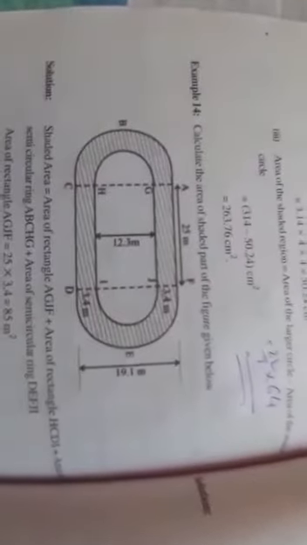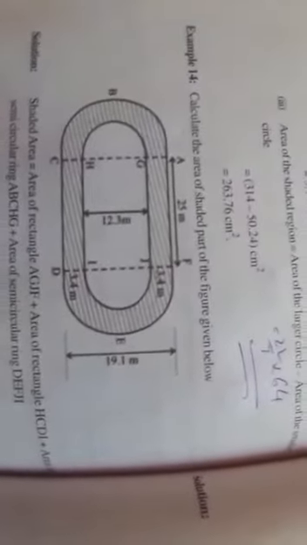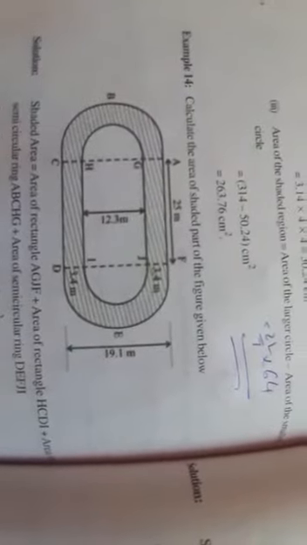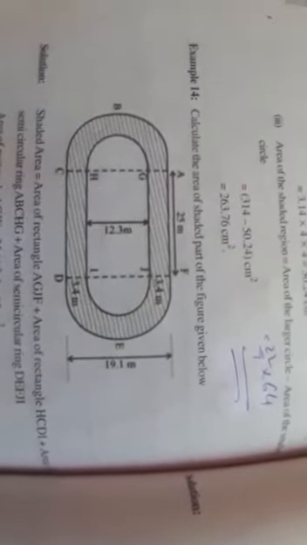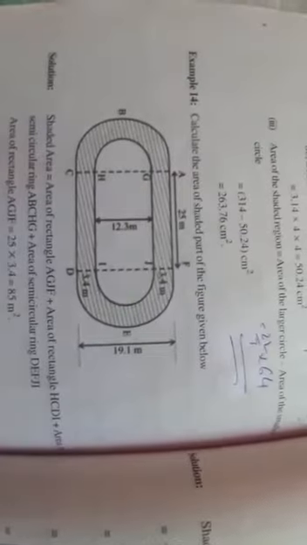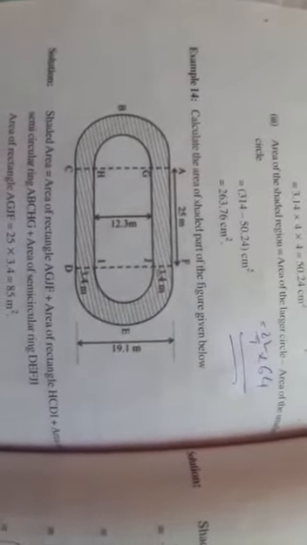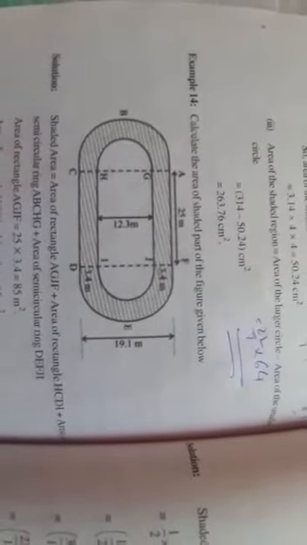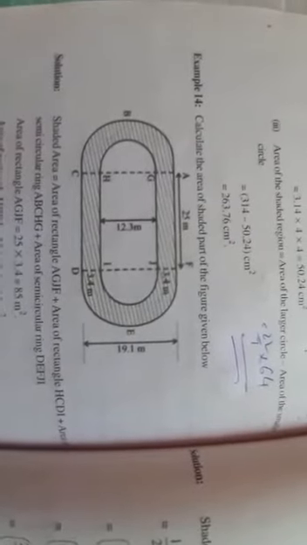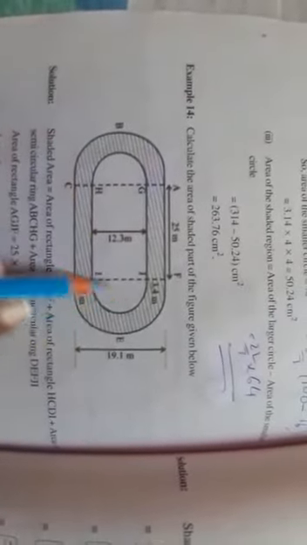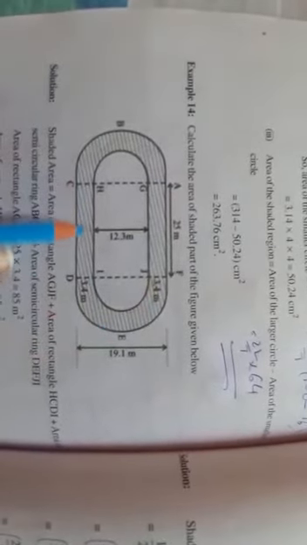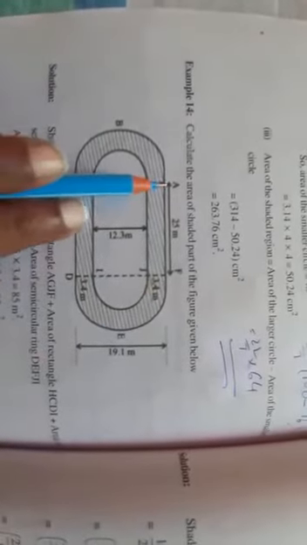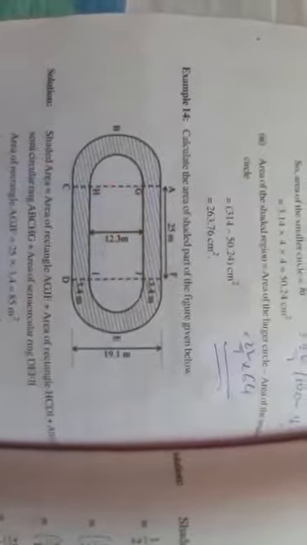Very, very interesting problem. See, here he is saying calculate the area of the shaded part of the figure given below. Now you need to see how the shaded part can be broken into known shapes. So if you break this one like this, you have two semicircles. If you break this here, you have two semicircles. And what you have is two rectangles here. That's all. You have two rectangles here.